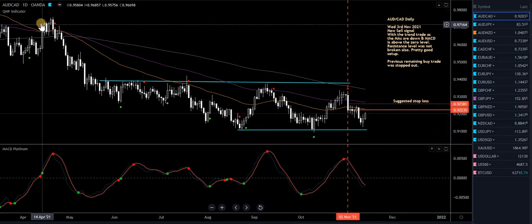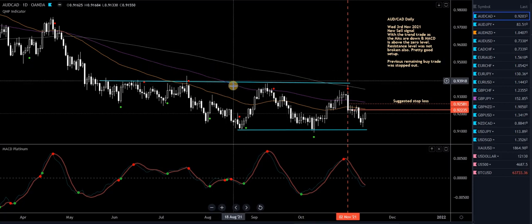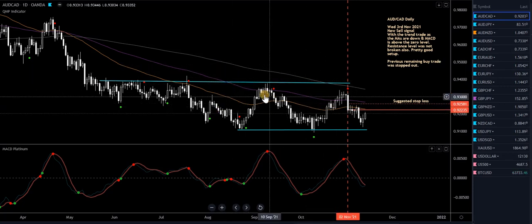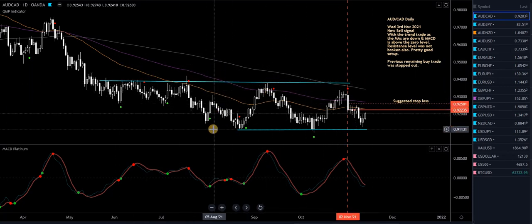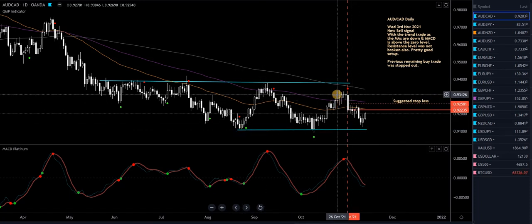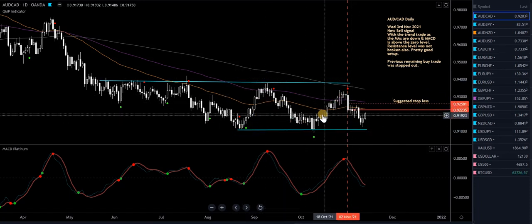So we'll start off. It's AusCAD, it's a daily chart. Look at the moving averages, the trend is down. We've got these blue lines, they're just lines of interest, support, resistance type lines.